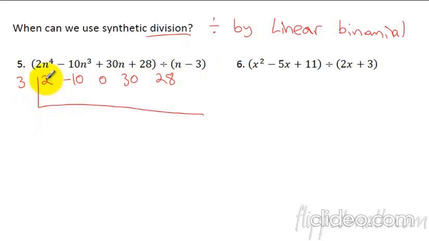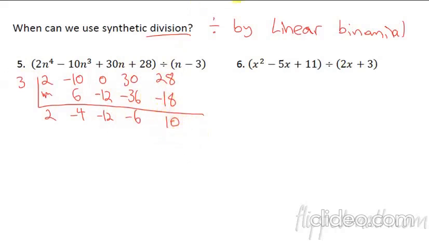And then we do what we just did for synthetic substitution. Same process. 2 comes down. 2 times 3 is 6. Add that right there together in the column, you get -4. 3 times -4 is negative 12. Add that up, negative 12. 3 times negative 12, 24, negative 36. Add the column, negative 6. Then we go 3 times negative 6 is negative 18. Add that column, and you get 10.